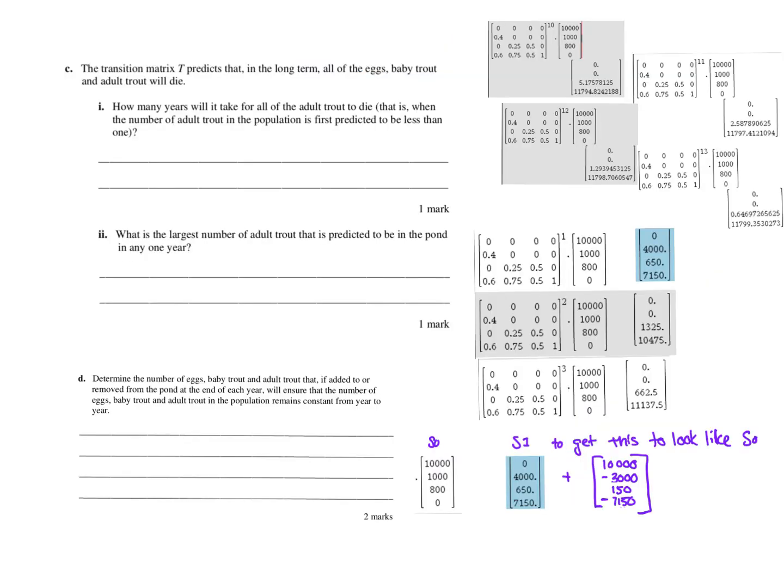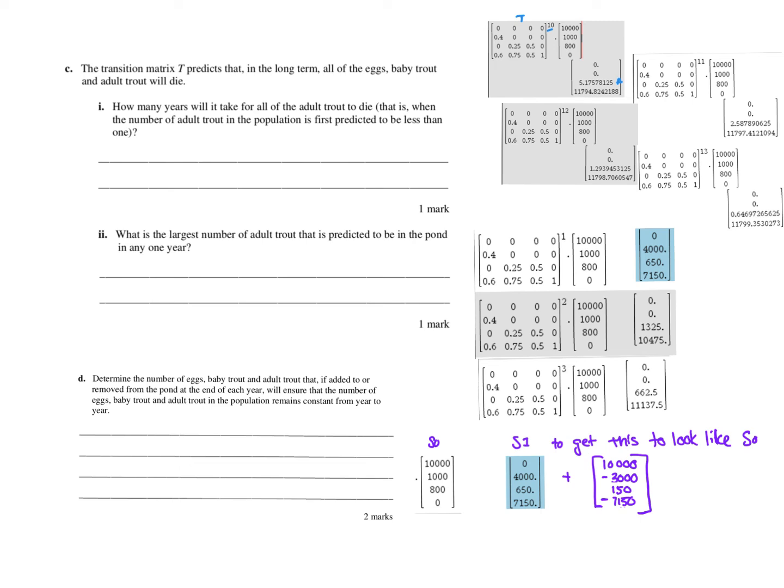Okay, the transition matrix predicts that in the long term all the eggs and baby trout and adult trout will die. How many years will it take for the adult trout to die? That is, when is the number less than 1? So I'm just doing the transition. I tried power of 10 because we were already up to 4. So we did a power of 10.